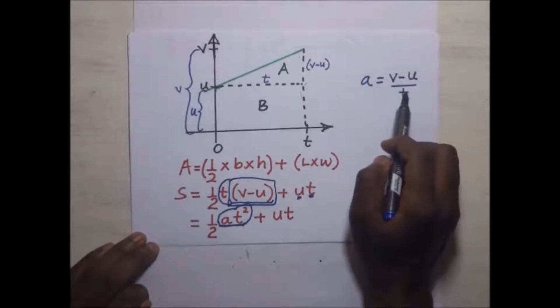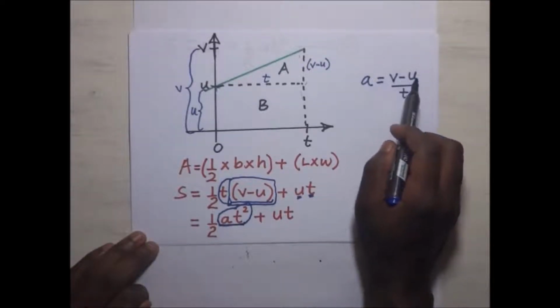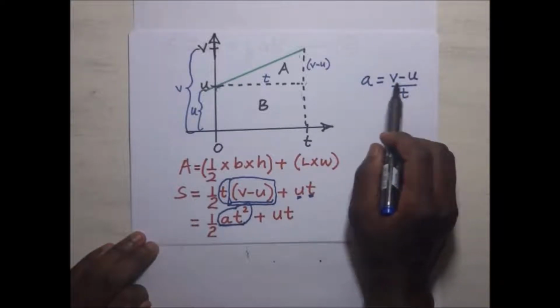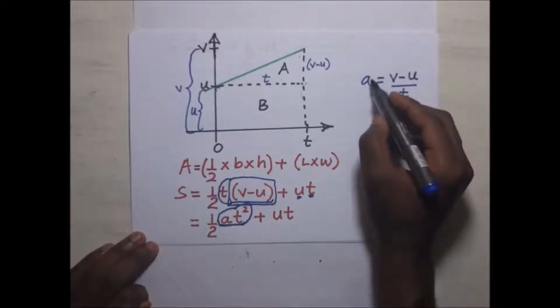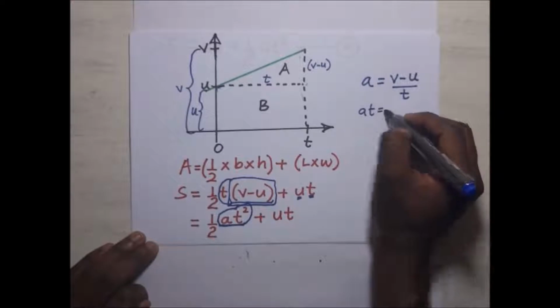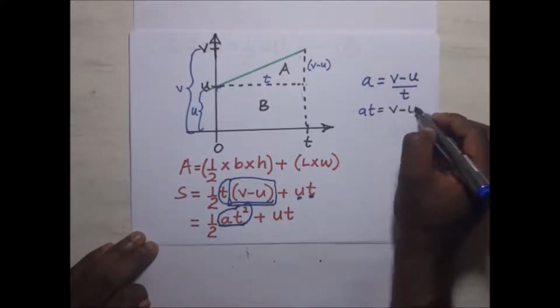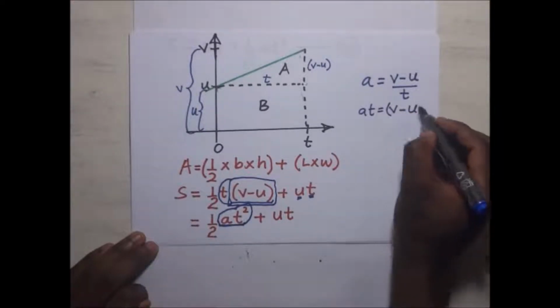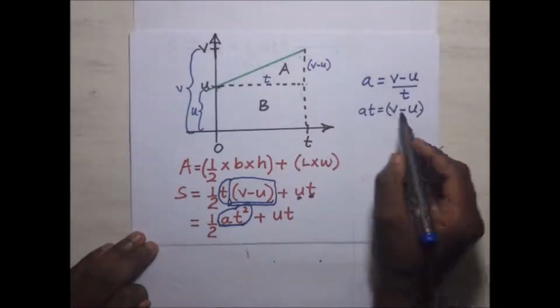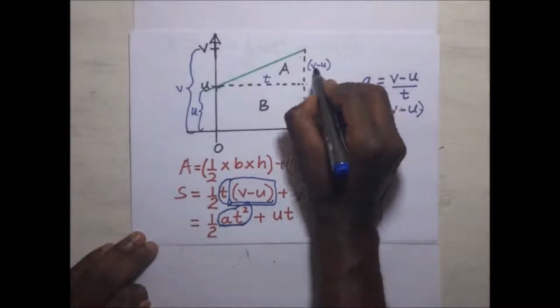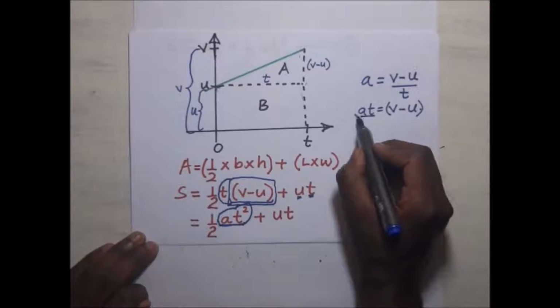Acceleration is the rate of change of velocity: final velocity minus initial velocity over t. Now when we make this a flat equation and multiply t on both sides, we end up with at equal to v minus u. So you realize that this v minus u is the same as at. So we get this v minus u and replace it with at.